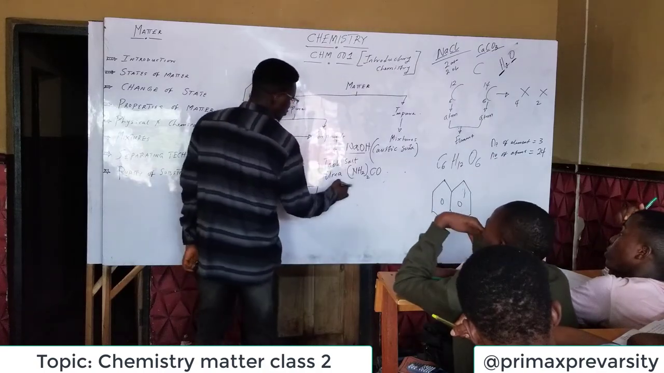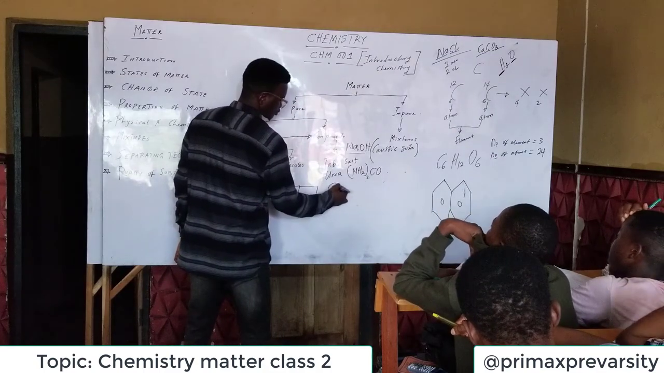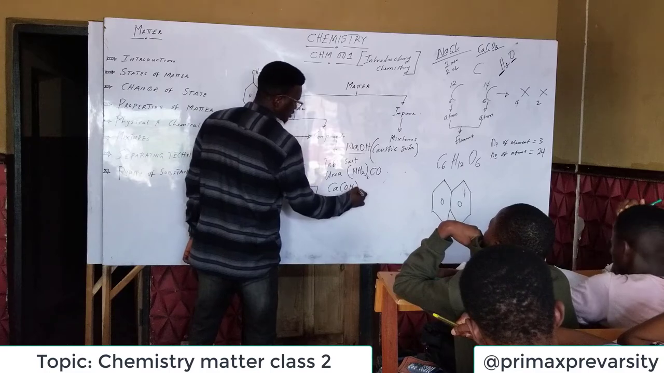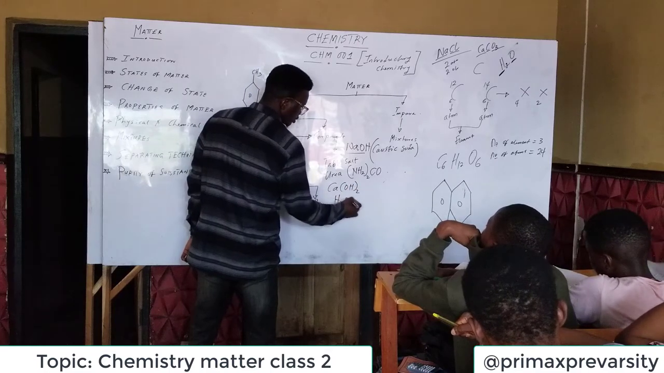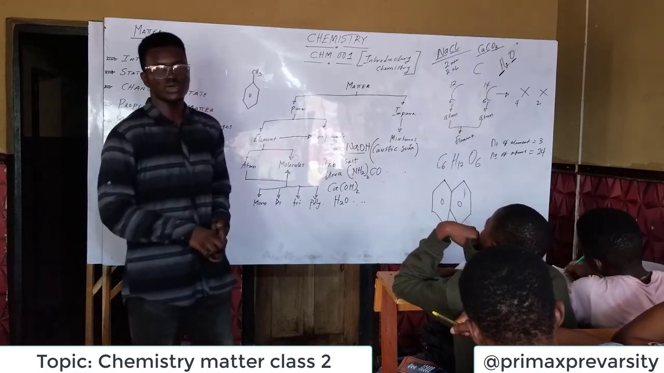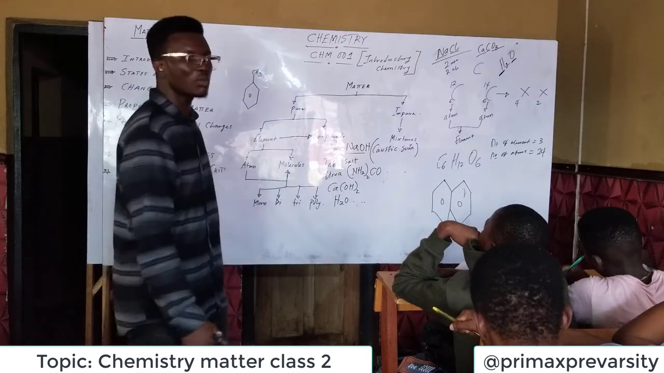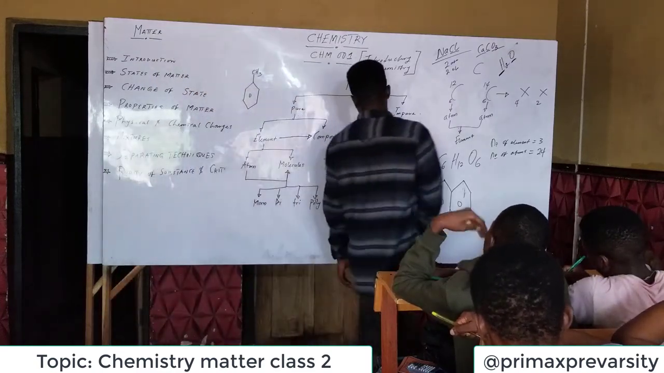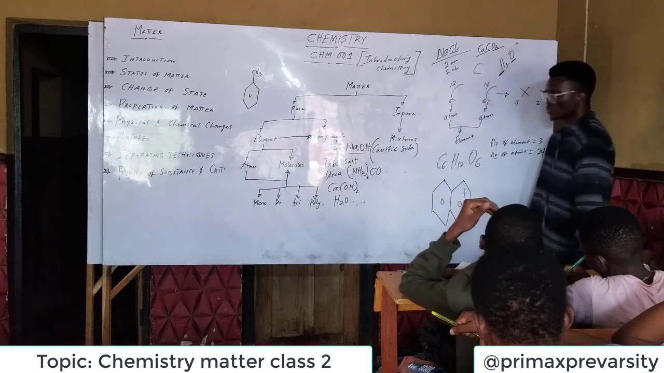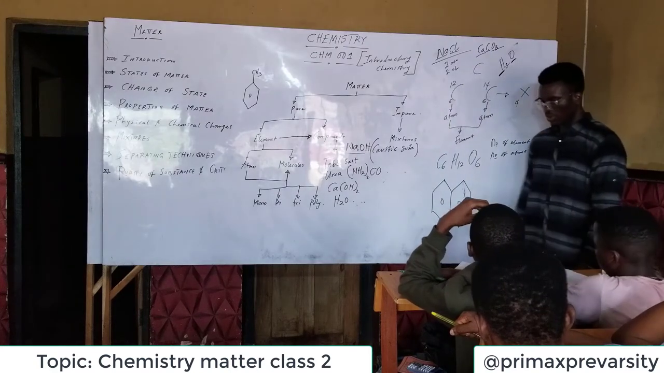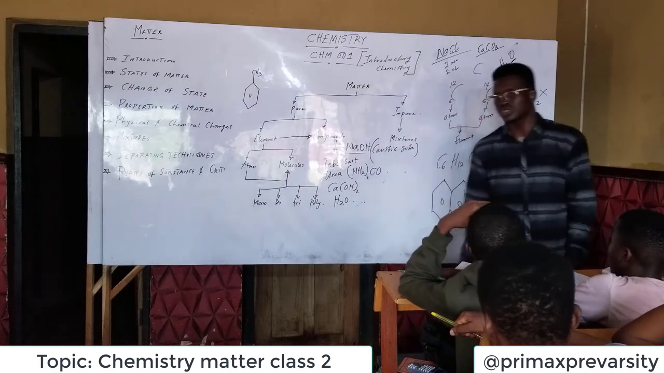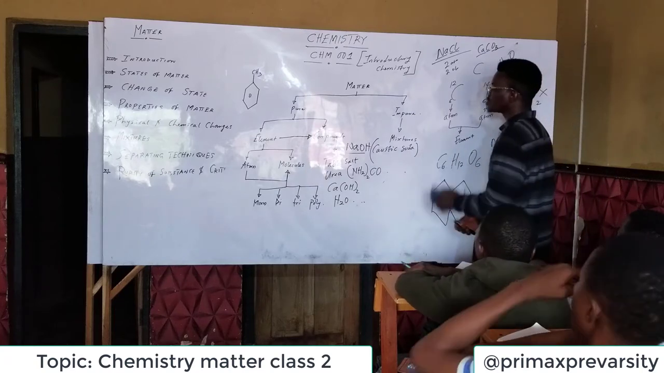Slaked lime, Abi. Calcium hydroxide. So let's leave that. We still have a long way to go. So all those ones are your compounds. Is that taken? Kerosene is your compound too. Petrol is a compound. But your crude oil is a mixture. So now let's look at mixtures.